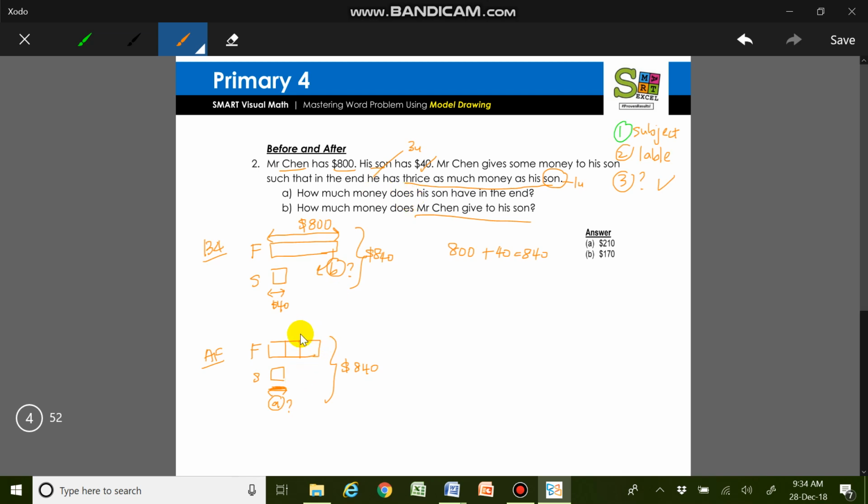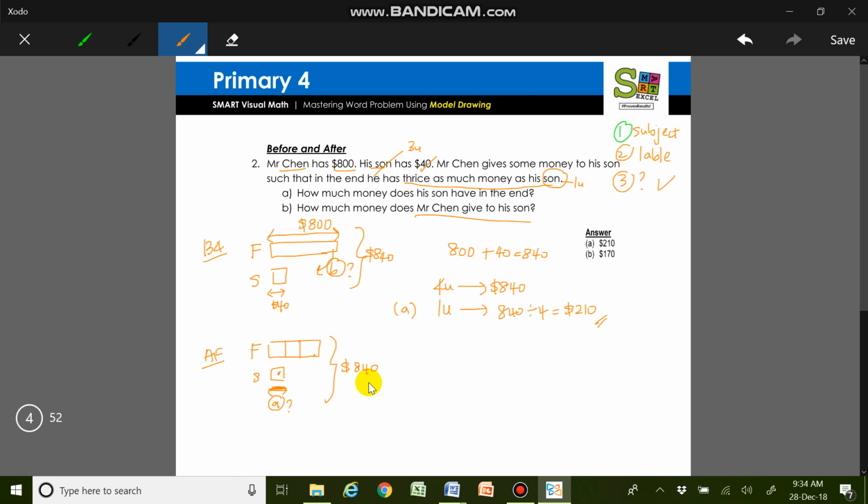In this question, we can see the equivalent is 840, which is actually 4 units. So 4 units is 840. We find 1 unit, which is the son, so we can put an A here. This is your A already. We have 840 divided by 4, which gives us 210. Alright, that's our A question.